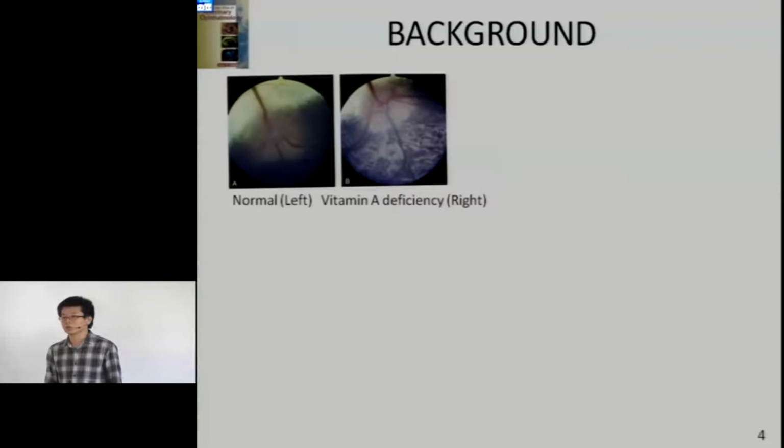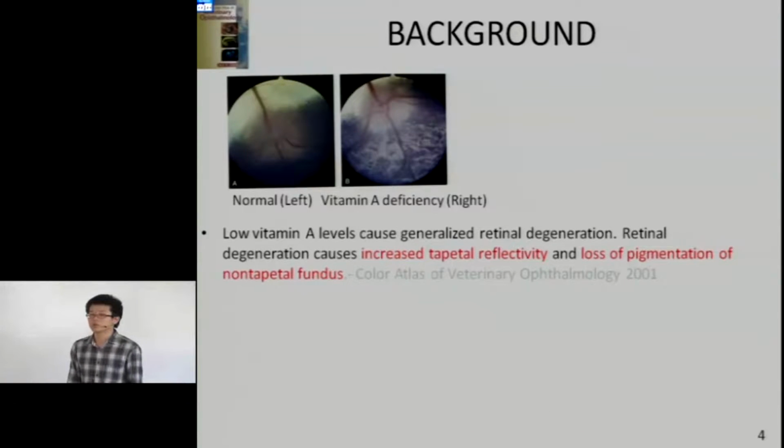And here another literature also compares the normal tapetum and the vitamin deficient tapetum. On the right side, you can see that low vitamin A level can cause an increase in the tapetal reflectivity and the loss of pigmentation. You can see here it's a very dark color, but in this part it has a mottled appearance. That means the loss of pigmentation in this area.